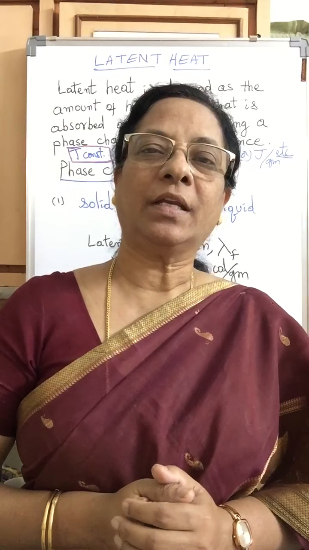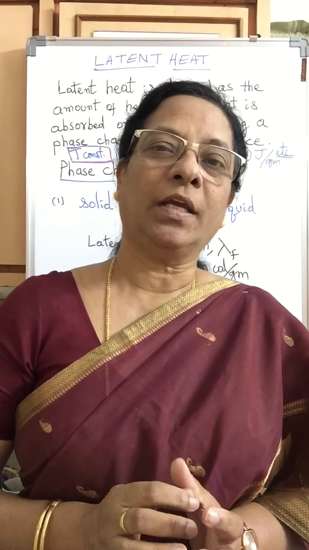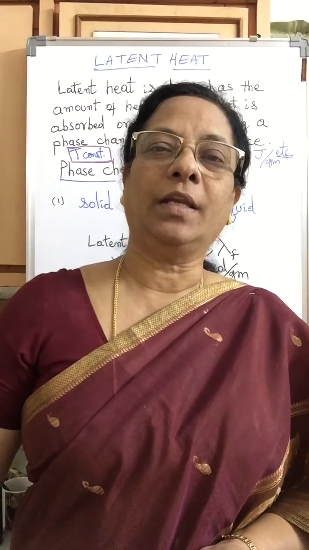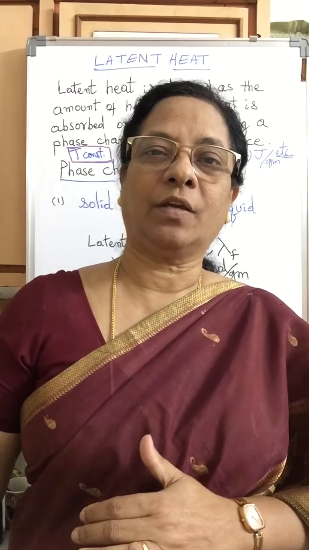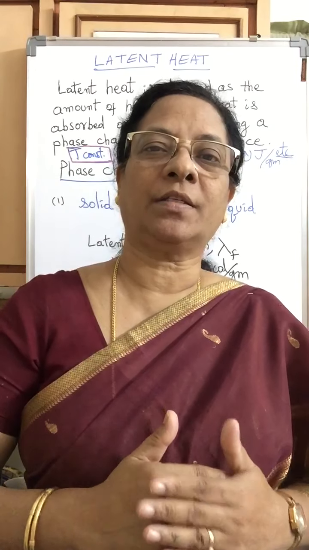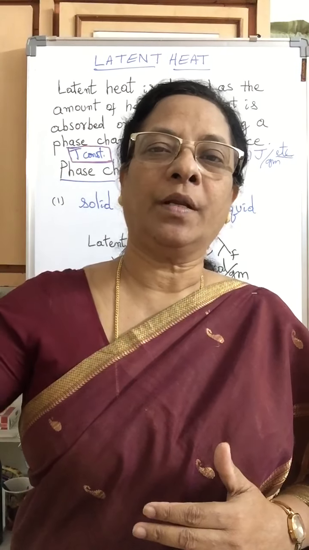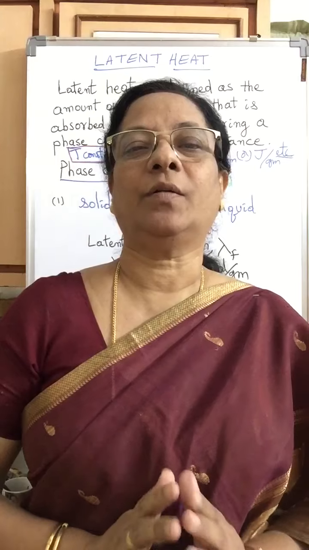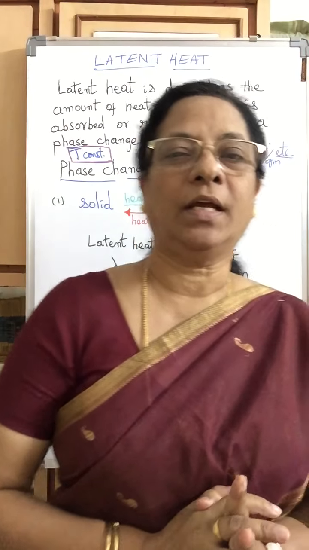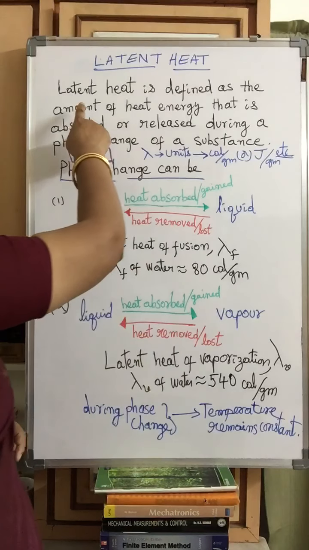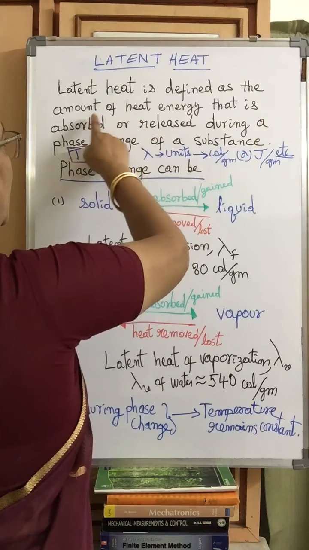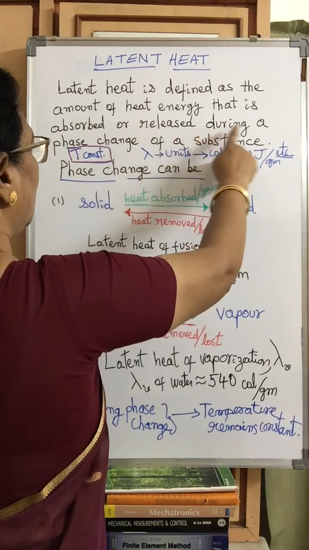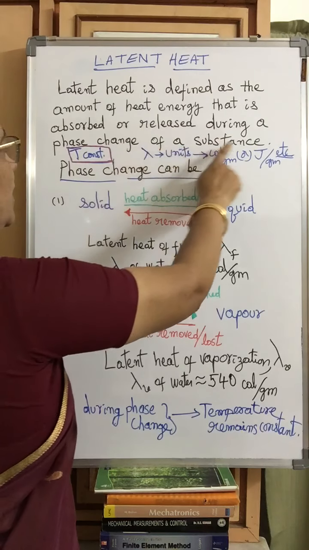Okay. So the term latent heat comes only when there is phase change, that is, when a solid is converting into a liquid or vice versa, that is liquid to solid, or when a liquid is converting into vapor or a vapor to a liquid. Definitely there should be phase change, then only the term latent heat comes. So what is latent heat? The definition is: latent heat is defined as the amount of heat energy that is absorbed or released during a phase change of a substance.